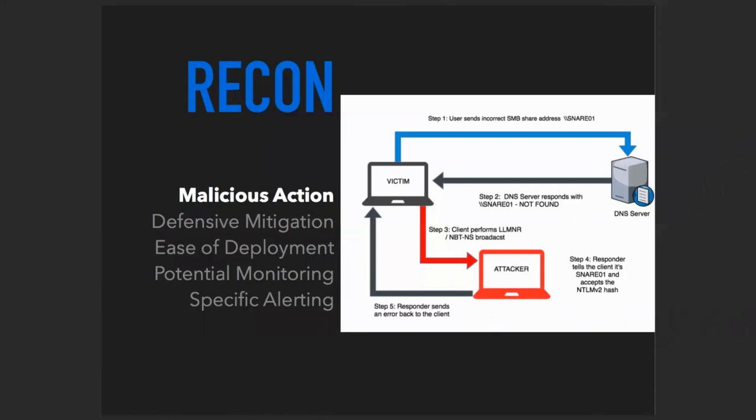LLMNR queries are made after a DNS query fails, to see if the name is on the local network. Not only will Responder spoof and answer those requests, but you can also get usernames and password hashes off of those.